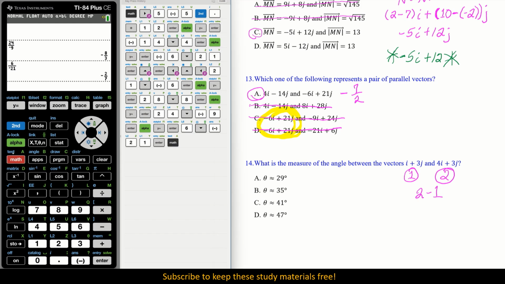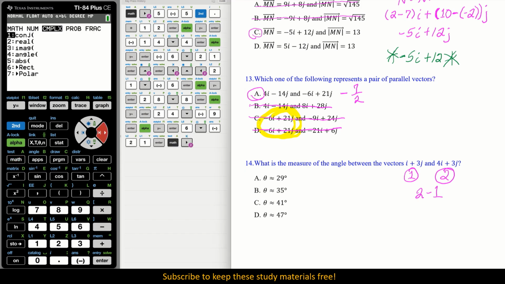Okay, so let's go math. I'm going to arrow over. And before we begin, remember I'm changing this. So I'm going to say i plus 3. And this guy, I'm going to change to a complex number, 4i plus 3. Remember, we're doing this to manipulate it in our calculator.